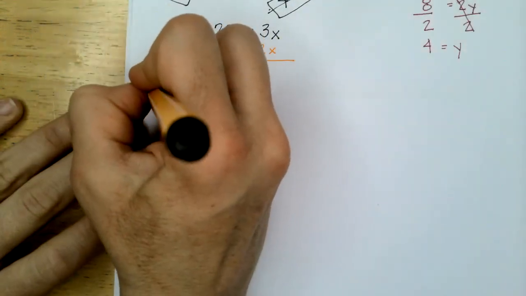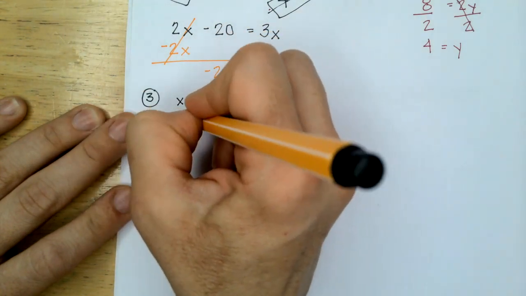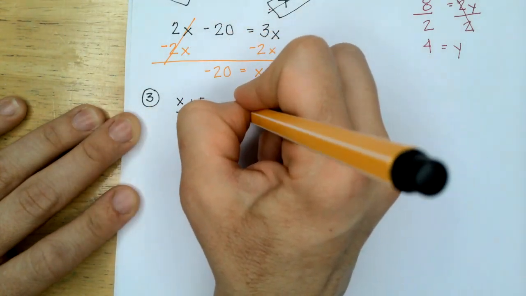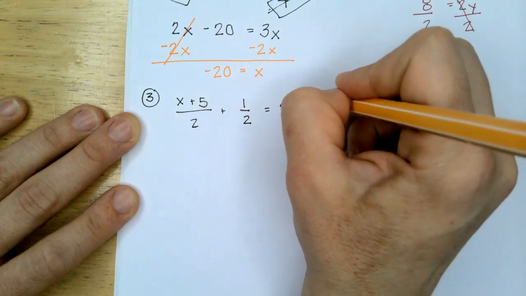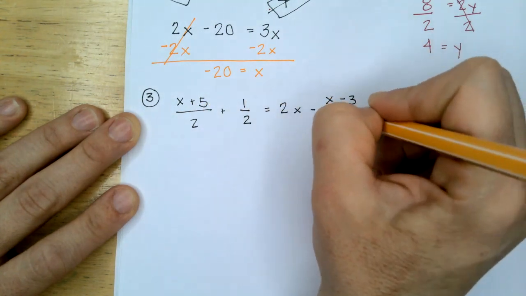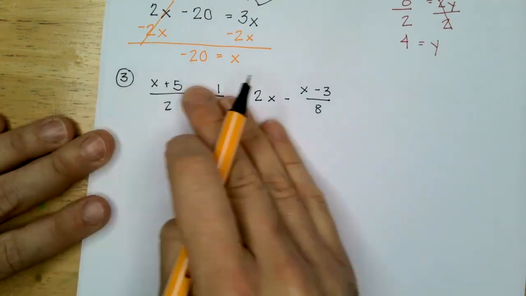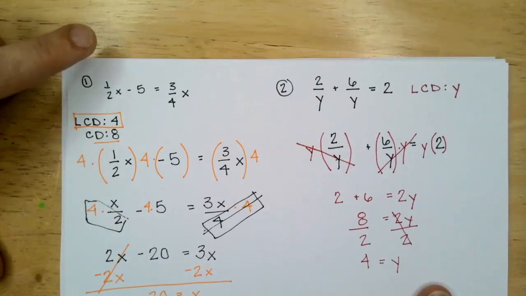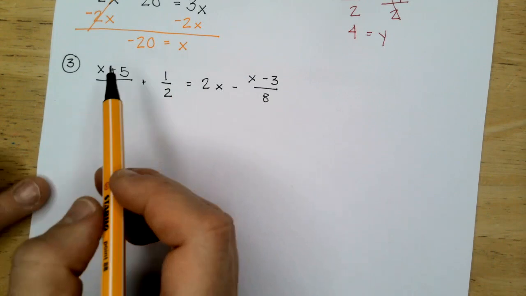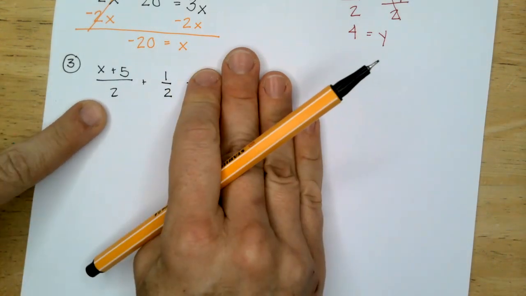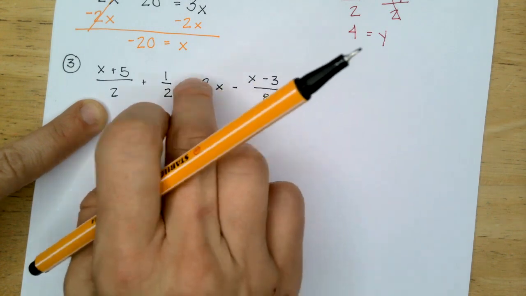Our third example with fractions is (x + 5)/2 + 1/2 = 2x - (x - 3)/8. I should write it all spaced out here so I don't have to write it again, just to have the space to do the least common denominator. So the numbers 2 and 2 have a common denominator of 2, but over here we have an 8, and we want to make sure it's a common denominator for every term.